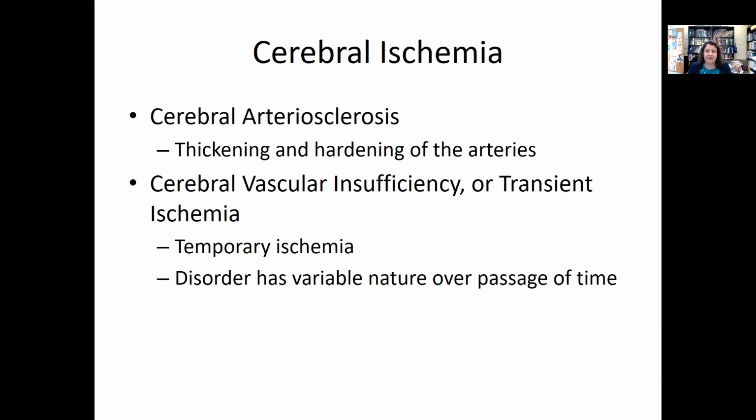And there's cerebral arteriosclerosis. Sorry, sometimes these Latin words trip me up. This is thickening and hardening of the arteries. Again, just like someone who has high cholesterol might experience in the rest of their vascular system. And then you can have what's called transient ischemia or cerebral vascular insufficiency. And this is temporary ischemia, and it varies over time. But obviously, anytime this is happening, it's not a good thing.